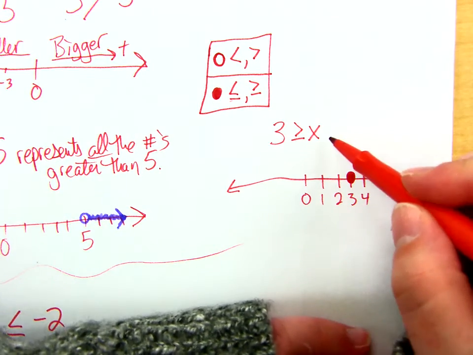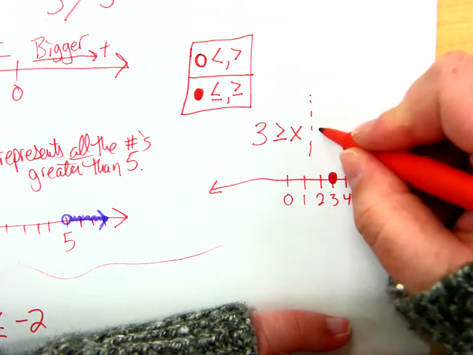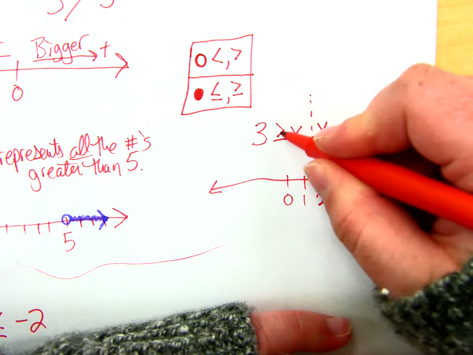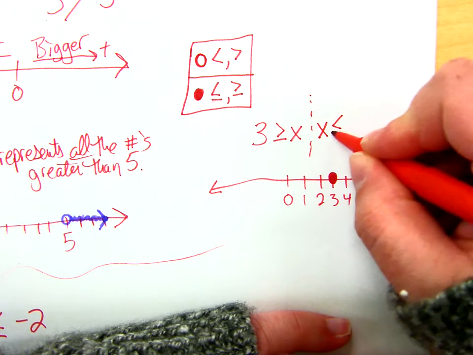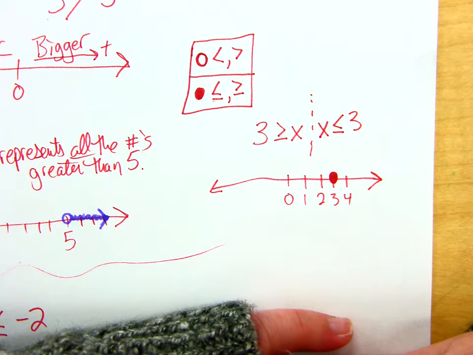Okay, so if I just do this all backwards, imagine like a mirror's here and I'm going to flip it over. X, see how the arrow's pointing to the X? The arrow's still going to point to the X, it's just going to go this way. And then the 3. Like that. Do they mean the same thing?